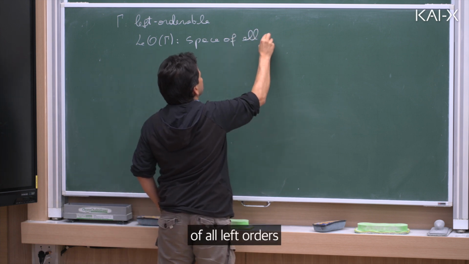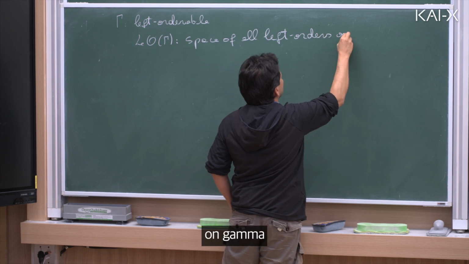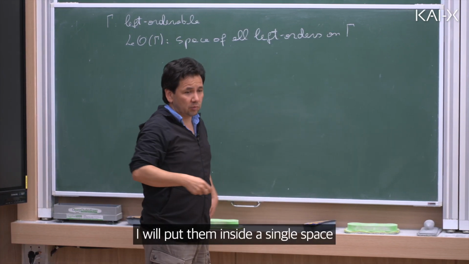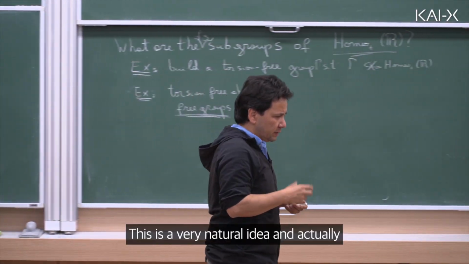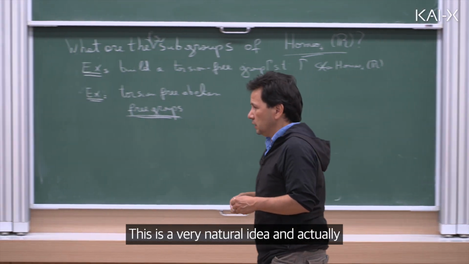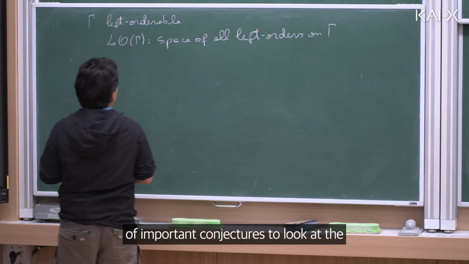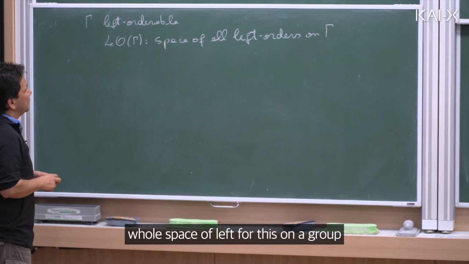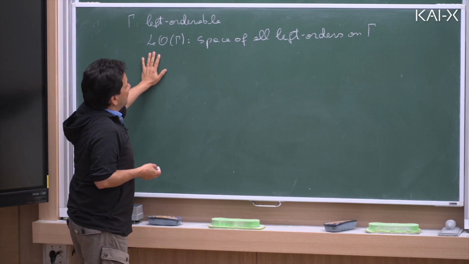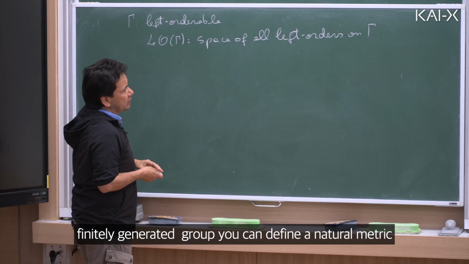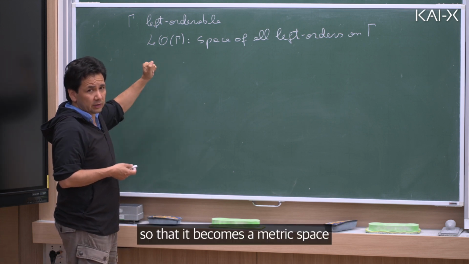of all left orders on gamma. I will put them inside a single space. So I will consider all left orders. This is a very natural idea, and actually has revealed itself to be very important. It has led to the solutions of important conjectures to look at the whole space of left orders on a group. And what is nice is that, well, for the case of a finitely generated group, you can define a natural metric in this space so that it becomes a metric space. Okay?